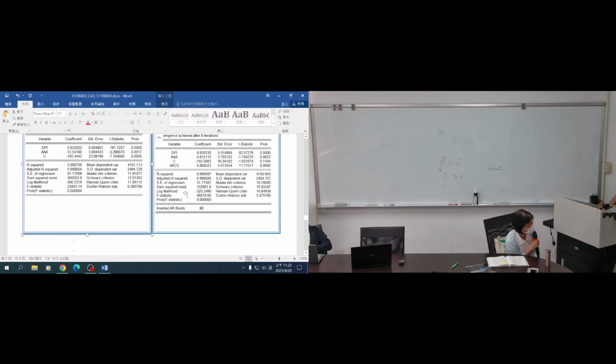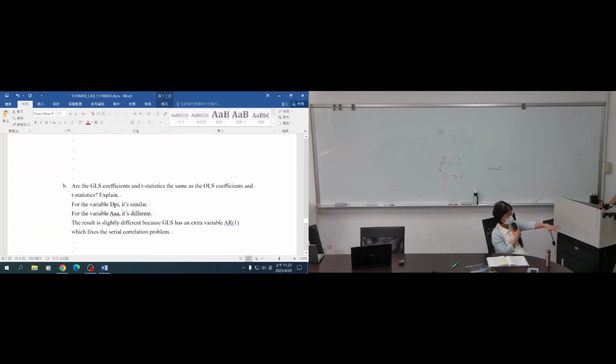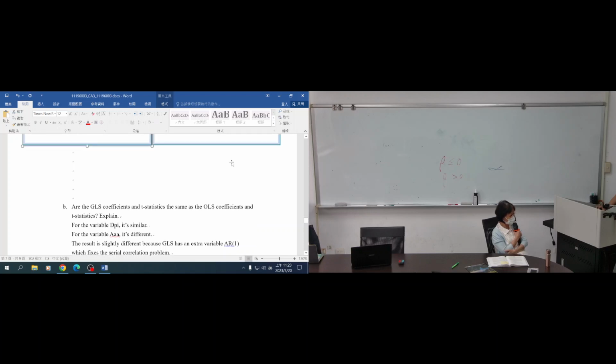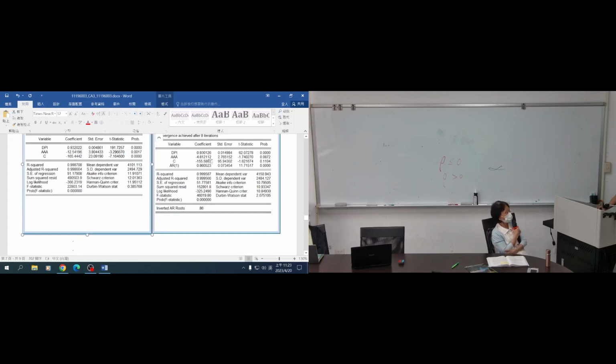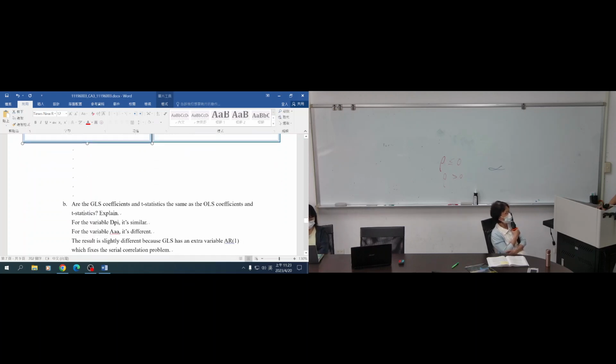But it is still significant. For DPI and AAA, all significant. There's no change for the result; the conclusion is that all are significant. The result is slightly different just by the numbers, but the conclusion is the same.